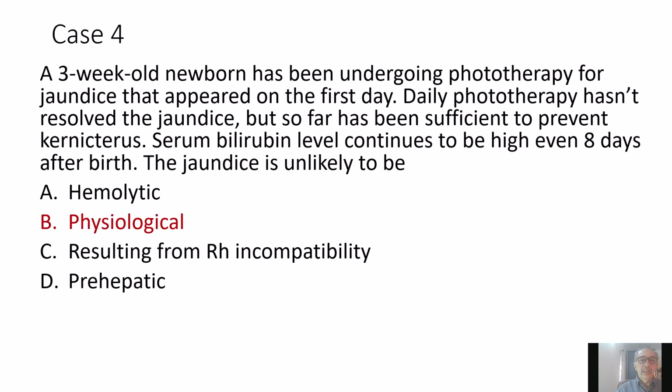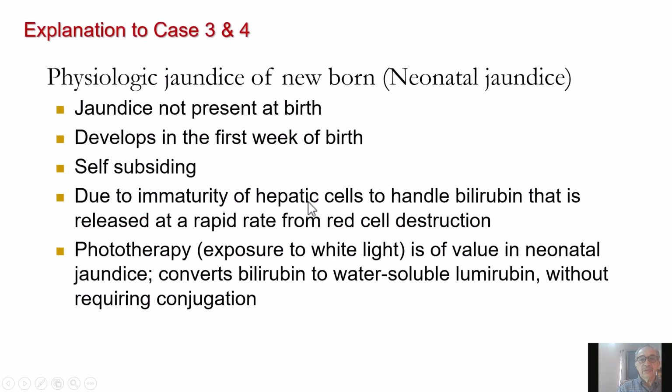So it may be resulting from hemolysis, or from Rh incompatibility and hemolysis, and of course pre-hepatic. All are almost the same. A, C, D are different forms of hemolytic disease. So it is unlikely to be physiological. It is more dangerous. We have to intervene. A physiological jaundice does not need any intervention except phototherapy.